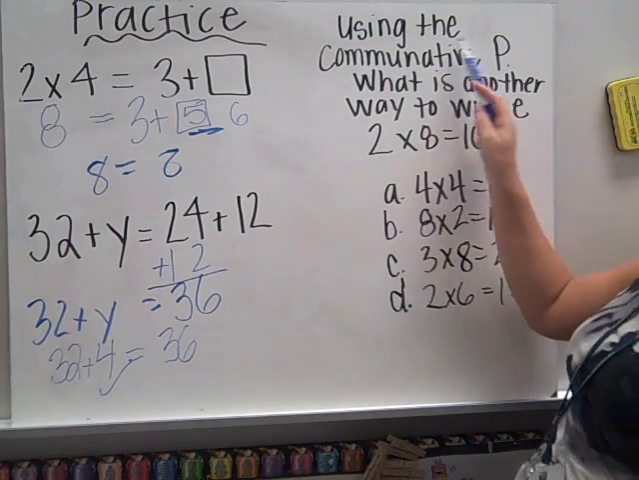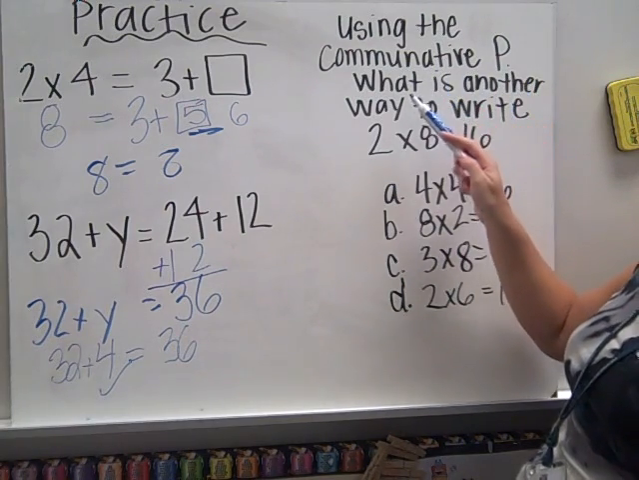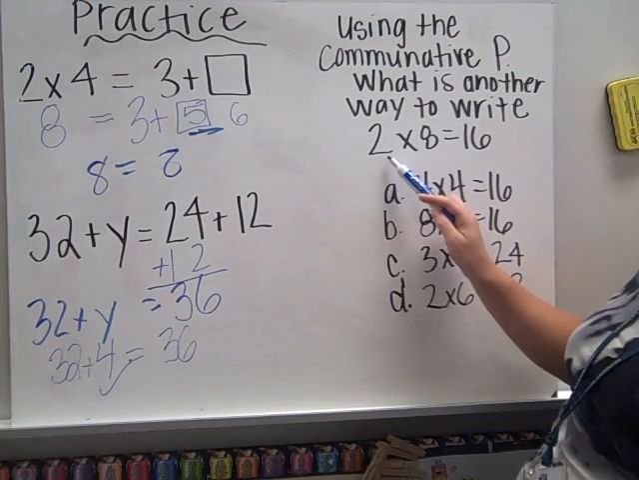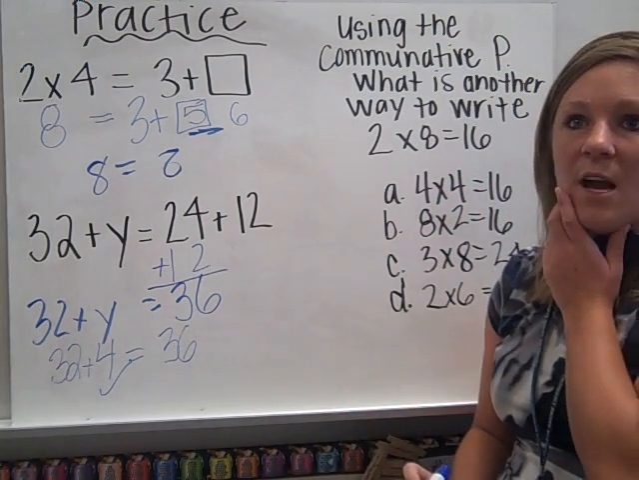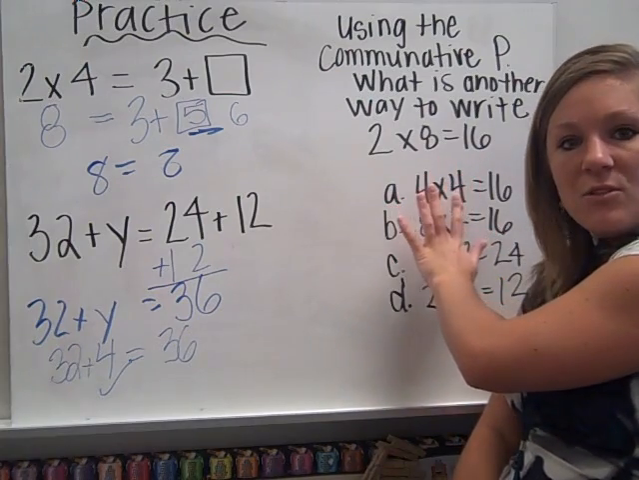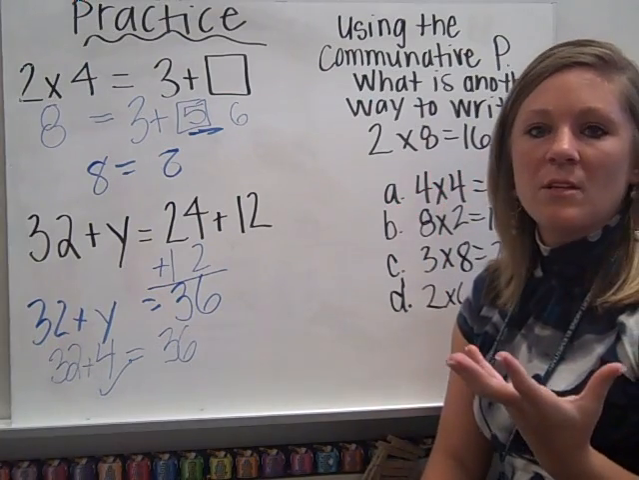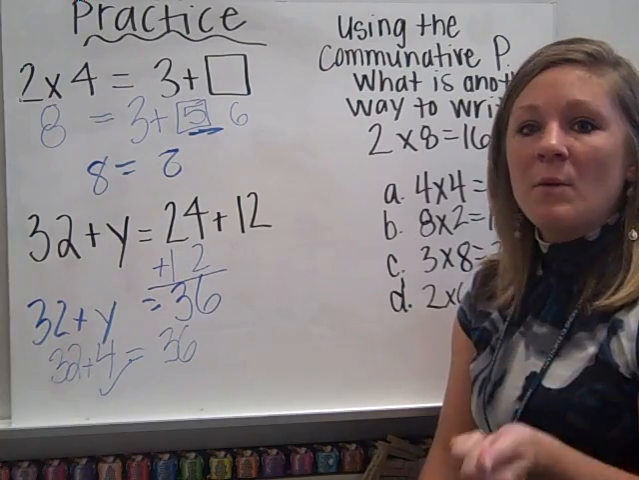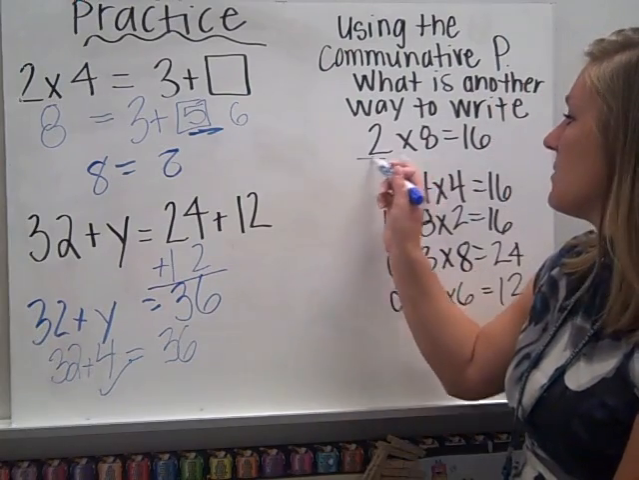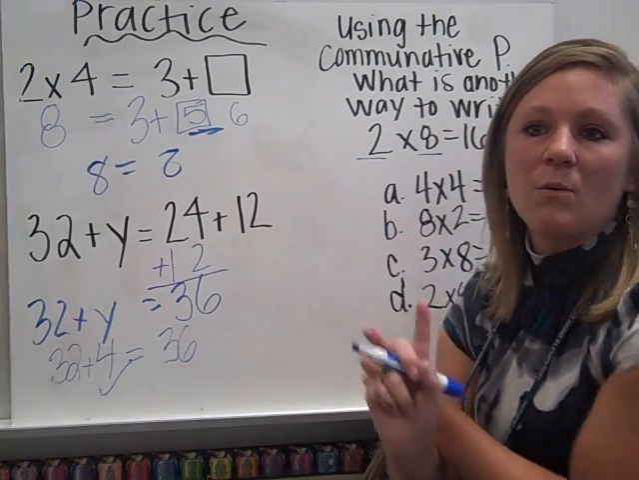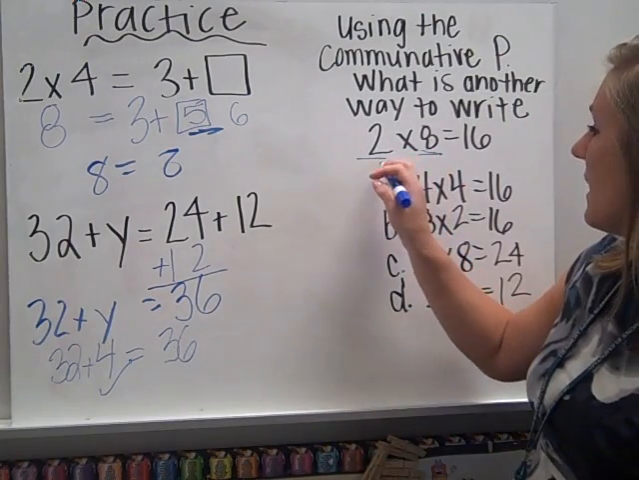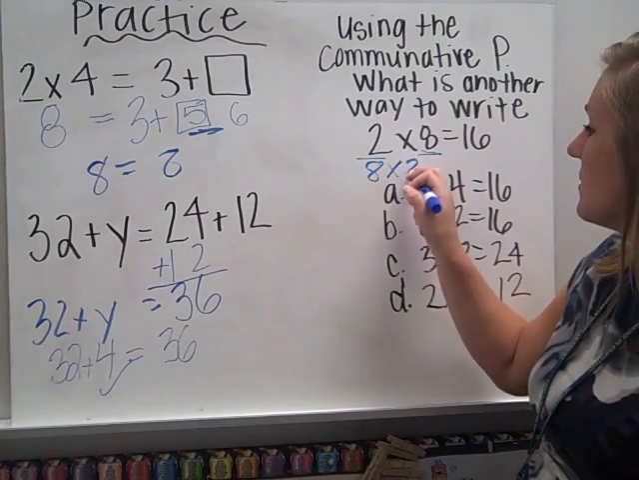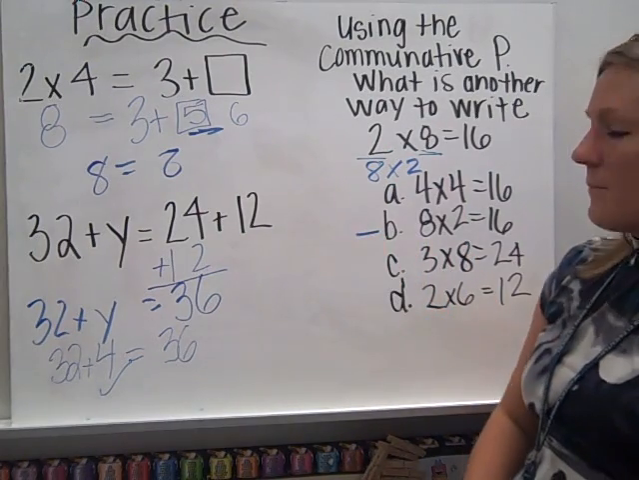Moving on over here, I want to use the commutative property to show another way to write 2 times 8 equals 16. Well, I want to stop and think. I'm not even going to look at these answer choices. I want to think about the commutative property and what I remember. And remember that if I take these factors, which are these two numbers, and reverse their order, I'll still have the same product. So I'm going to look for an answer choice that says 8 times 2, which is B.